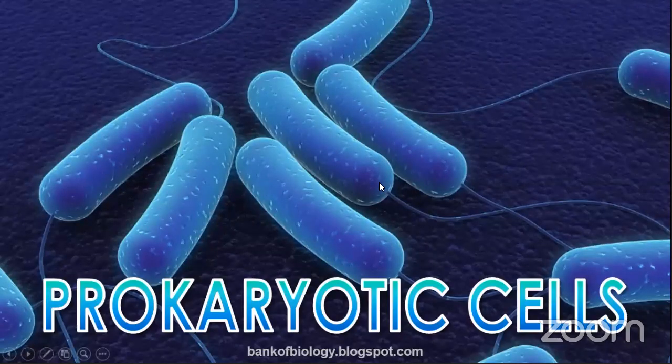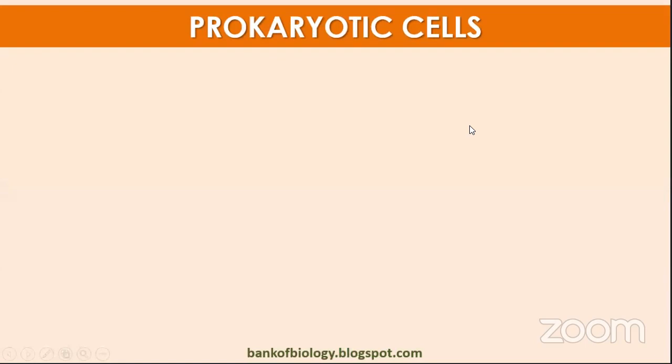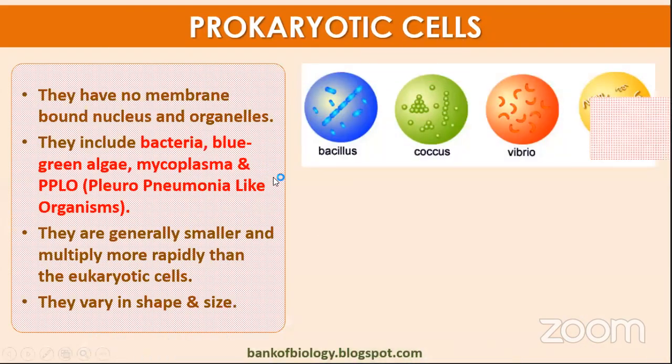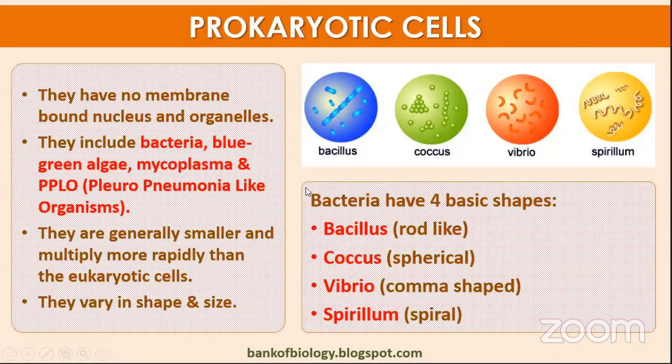So there are two major types of cells that can be classified as prokaryotic cells and eukaryotic cells. Prokaryotic cells, as the name says, pro means primitive, karyon means nucleus. They have a primitive nucleus without a nuclear membrane and a nucleolus. Neither do they have membrane-bound organelles. They include bacteria, blue-green algae, mycoplasma, and PPLO, pleuropneumonia-like organisms. So, mycoplasmas are the smallest living organisms in the entire world. Then, they are generally smaller and they multiply rapidly when compared to eukaryotic cells.